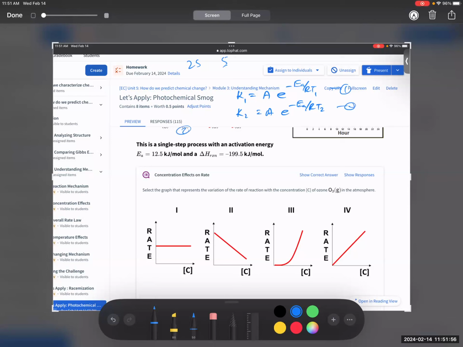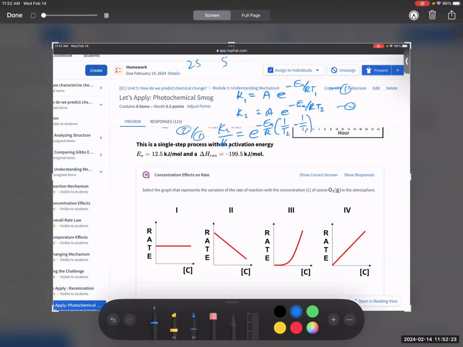So if you divide 2 by 1, you're going to get K2 over K1. A cancels out, so I have e to the power of minus Ea over R, and then from the second equation I have 1 over T2, and from the first equation 1 over T1. So this should be the relationship that we're going to be using.